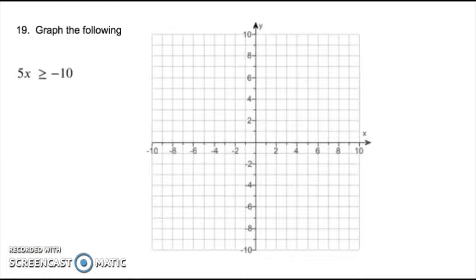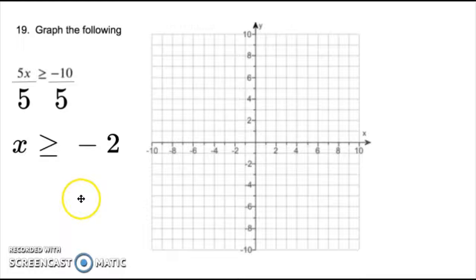Number 19, it is asking me to graph this inequality. I have 5x is greater than or equal to negative 10. To solve for x, I divide both sides by 5, and I get x is greater than or equal to negative 2. So now this is going to be a vertical line going through negative 2.